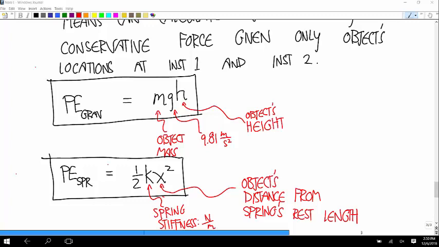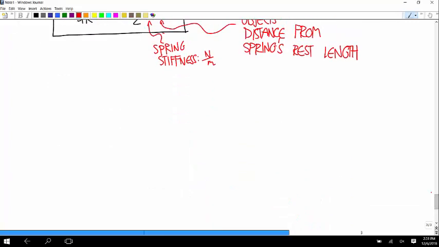Any other questions? Okay, so that's kind of all we have to say about conservative forces. We're only dealing with those two. So now let's talk about non-conservative forces.